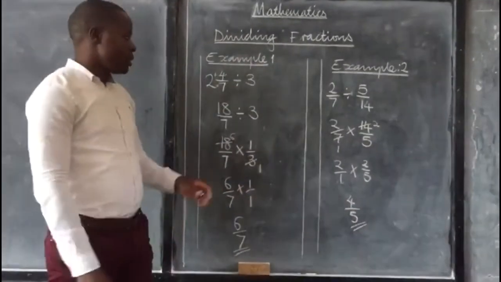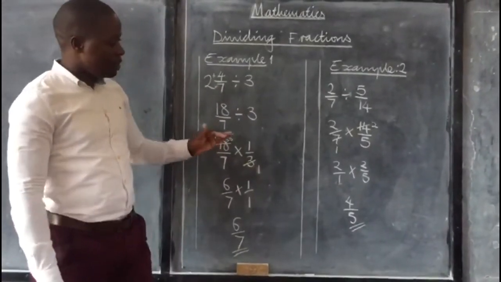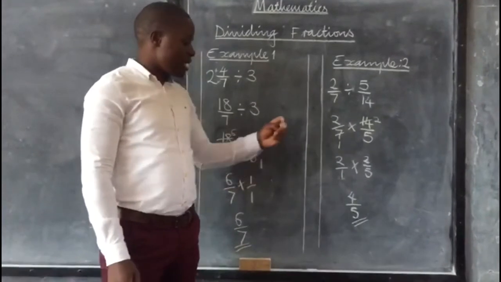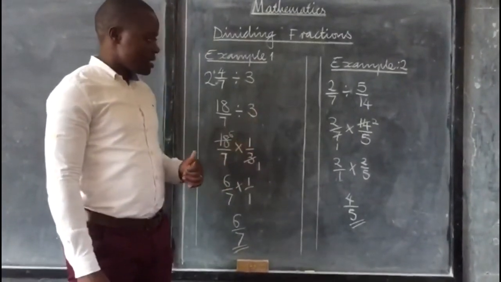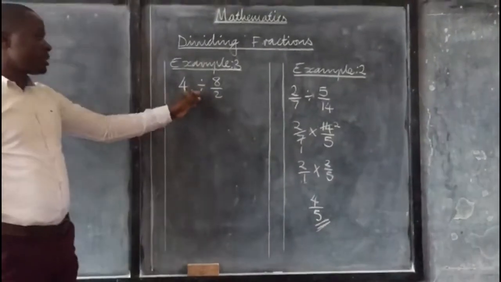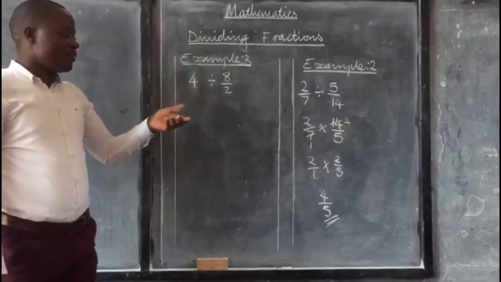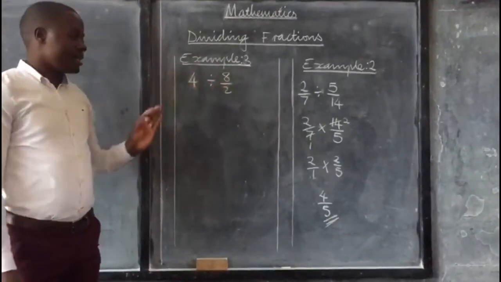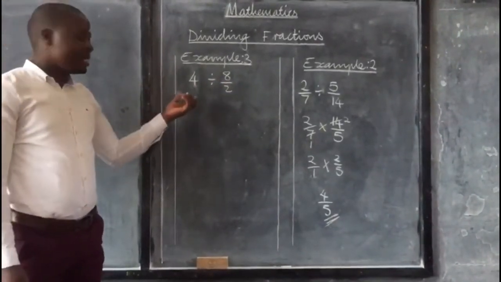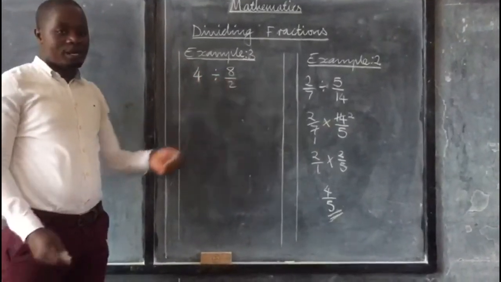Okay, so we are just going to go through one more example. That is example number 3, and after we are done, I'm sure I can leave you with some questions that you can try. So this is all for that one. Let's look at example 3. Example number 3 is different from example 1, in the sense that here we are starting with a whole number, and then this side we have a fraction.